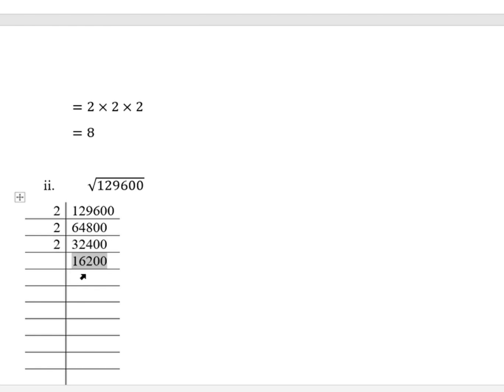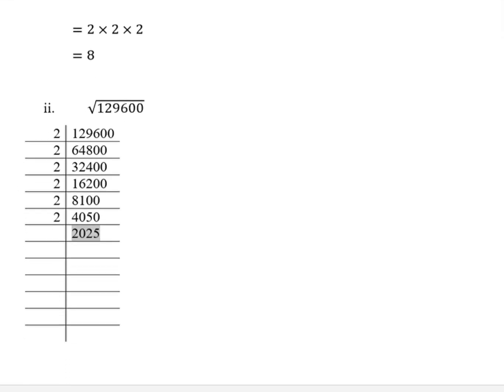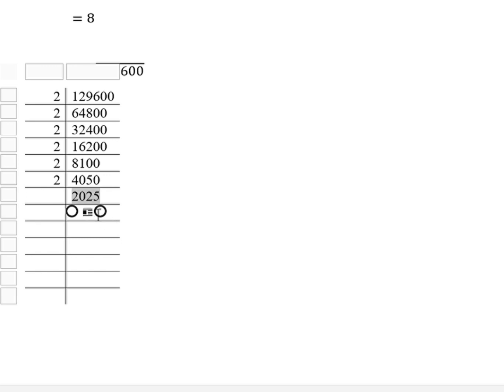16,200. This can still be divided by 2. So divide by 2, you get 8,100, which is still divisible by 2. So divide it by 2, you get 4050. 4050 can still be divided by 2. So divide by 2 again, you get 2025. Now 2025 cannot be divided by 2. So we move to the next least prime number, which is 3, and see if it can divide. And indeed, we realize 3 can divide this number.